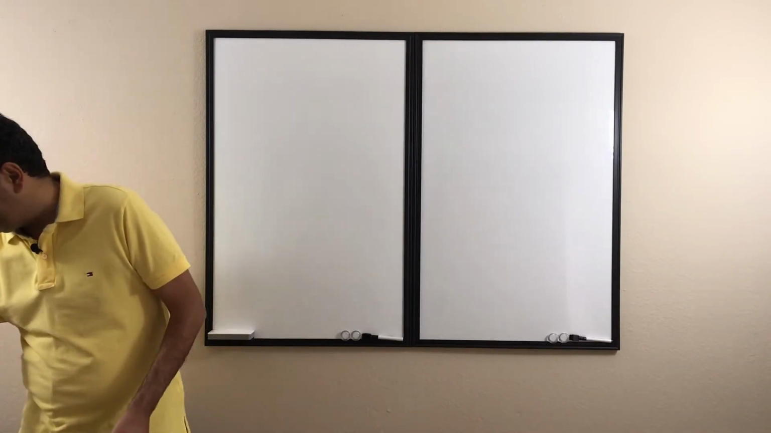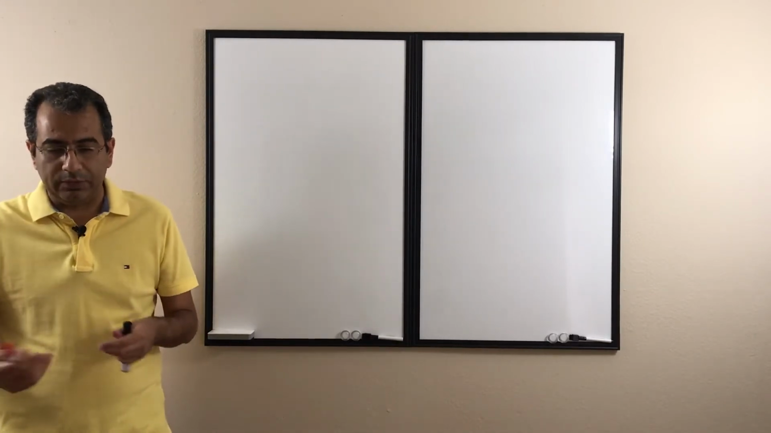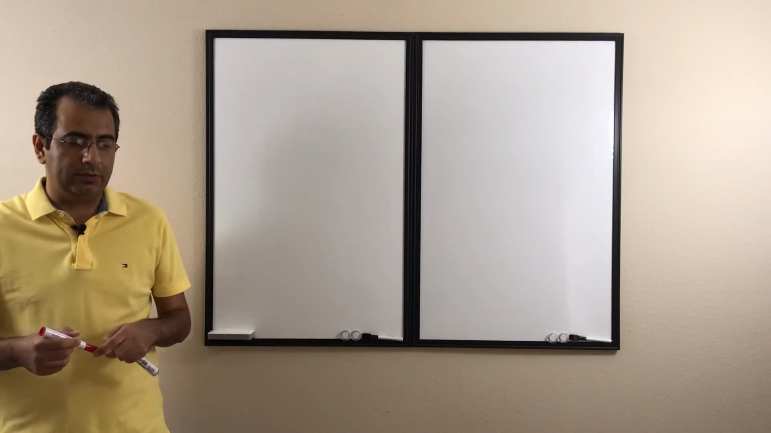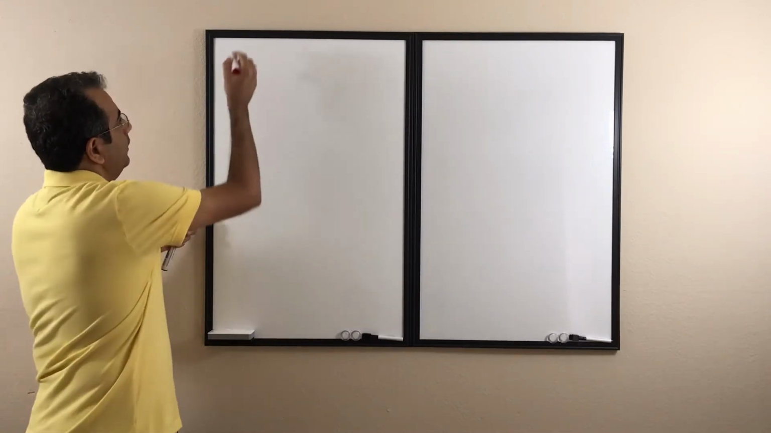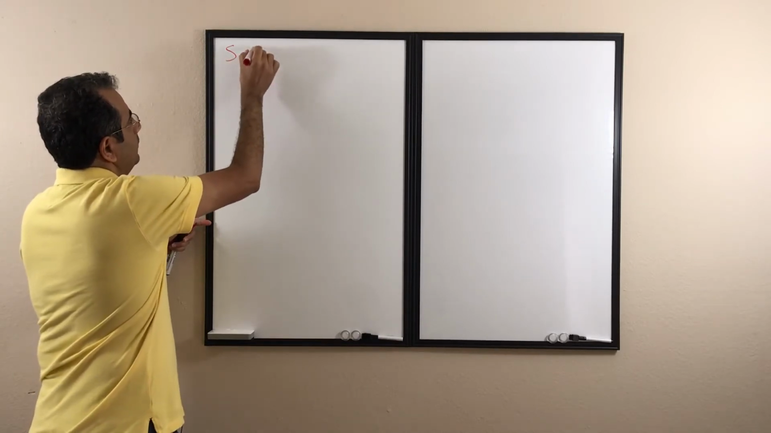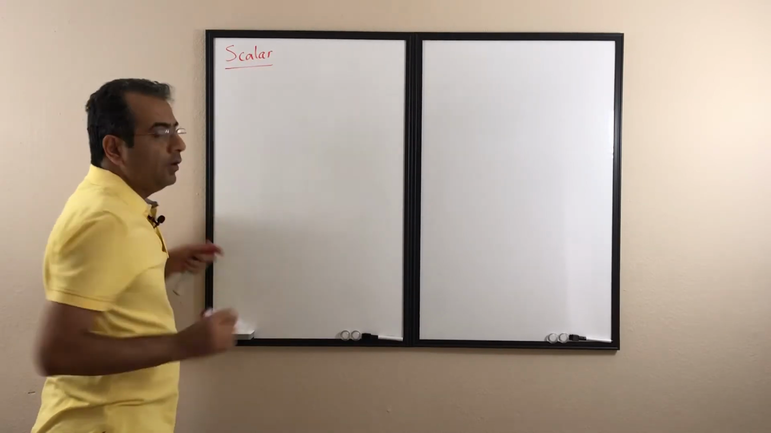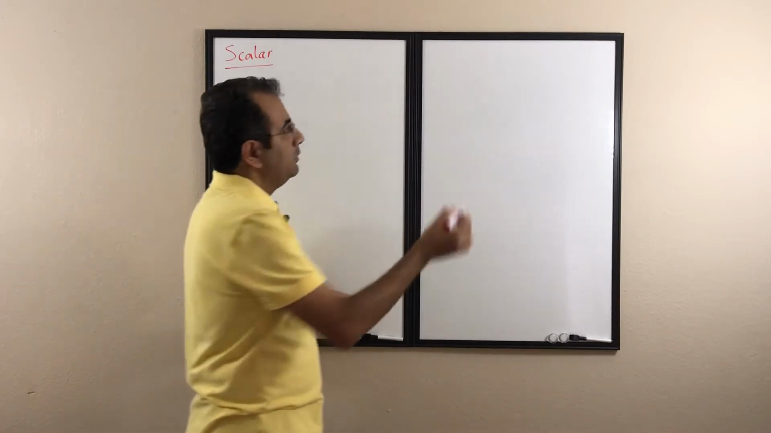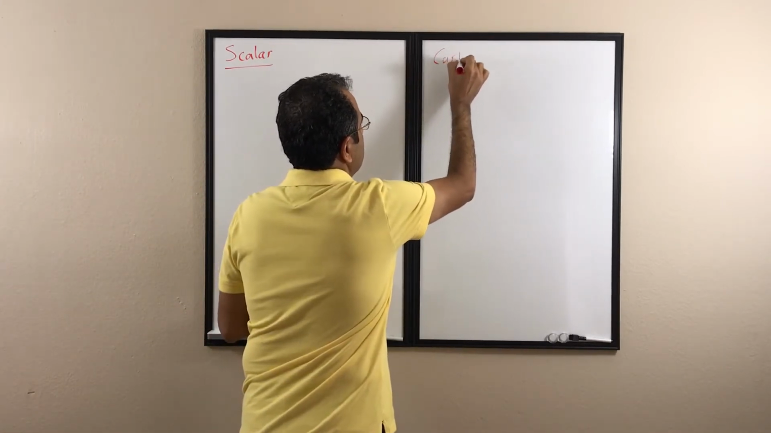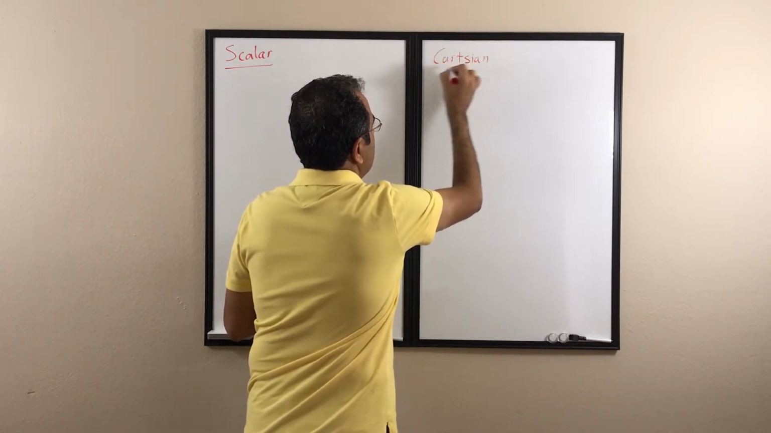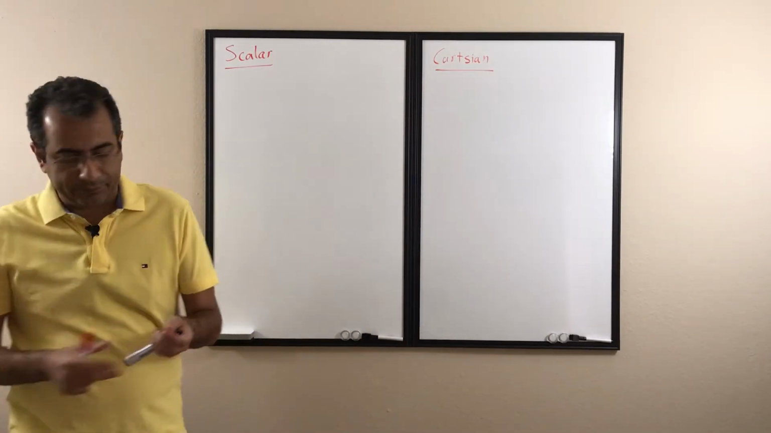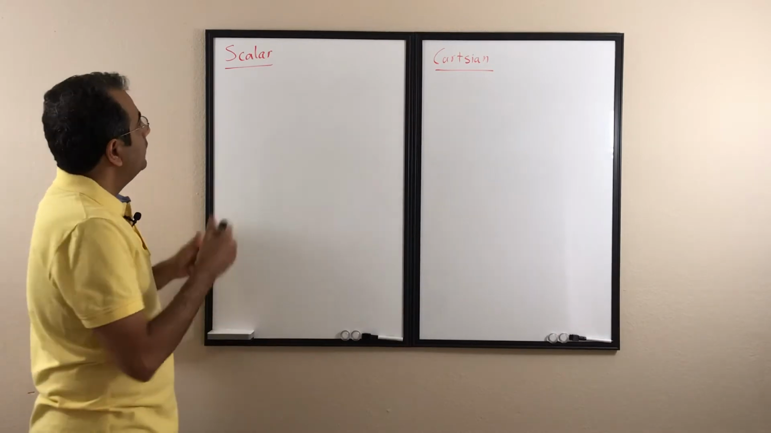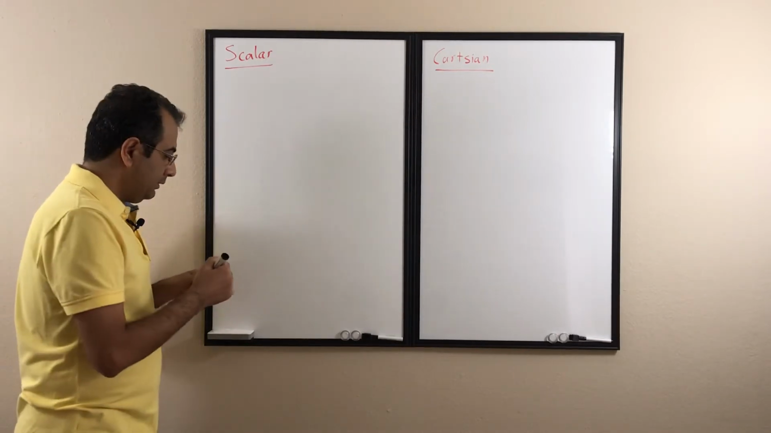If I want to divide the calculation and the way we are going to handle the vectors, we have two types. One is the scalar notation, and the other one is the Cartesian notation. We're going to talk about both of them and how we are going to use them for calculation. So let's start with scalar notation.